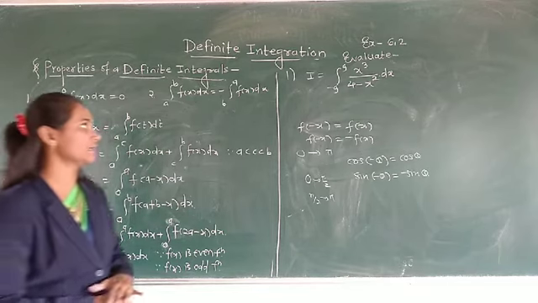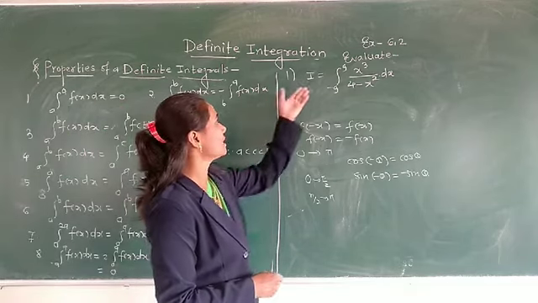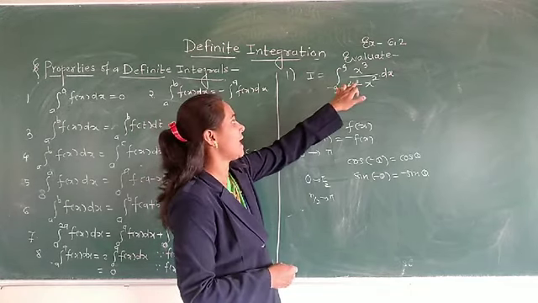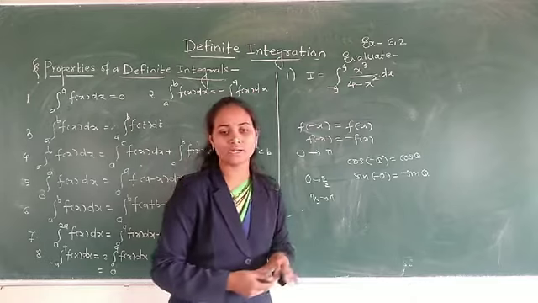Now we are going to see our next exercise 6.2, which depends upon the properties of definite integration. Let us start to solve our exercise. Question number one: evaluate the integral minus 9 to 9 x cube upon 4 minus x square dx.